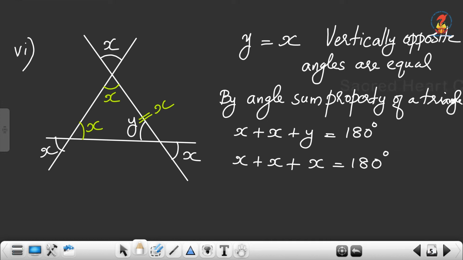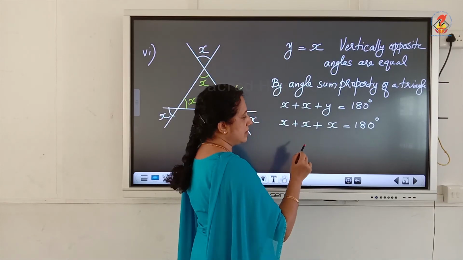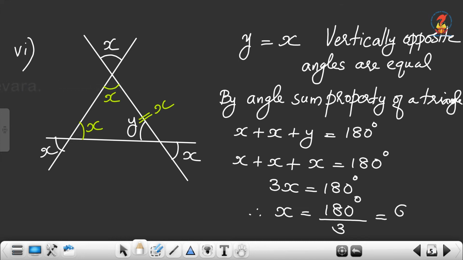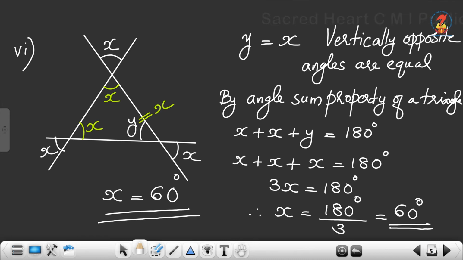Now, all these are like terms, we can add them: 1x, 1x and 1x. So, 1x plus 1x plus 1x is equal to 3x. Therefore, 3x equal to 180 degree. Therefore, x is equal to 180 degree divided by 3, equal to 60 degree. So, we can say that the value of x is equal to 60 degree.